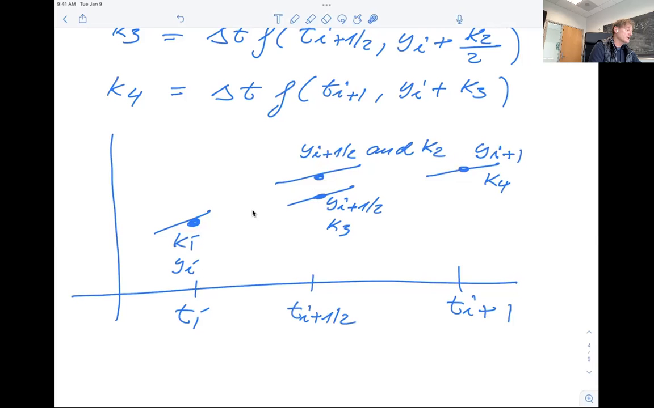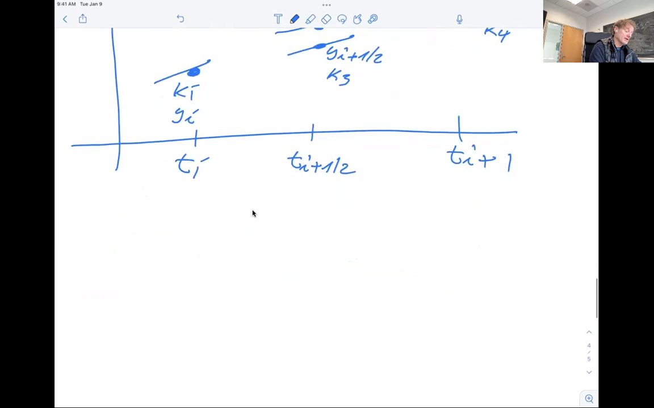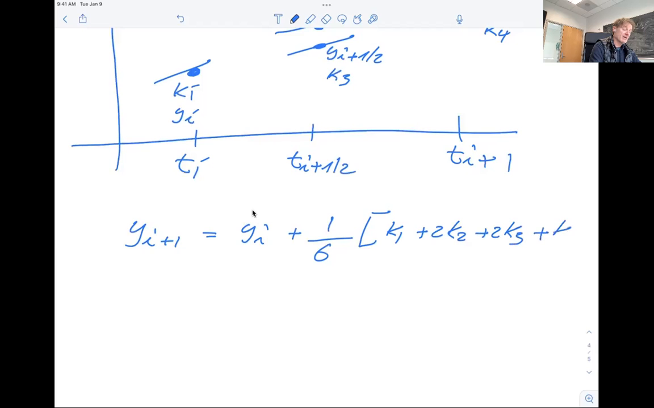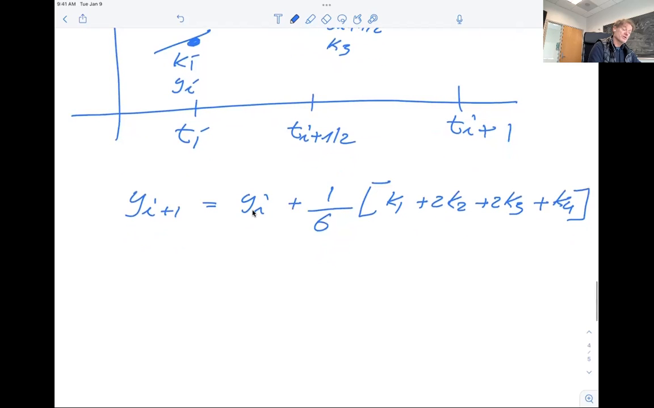And the final result is now the combined average of all these slopes, so that we end up with an equation for y of i plus 1, which is equal to y of i plus this delta t. Actually, we have included delta t in the functions k now, so we have to be careful. So this should actually be just 1 divided by 6. And what we have then is the first slope, k1. We have 2 times k2, the first estimate of the slope at the midpoint. And then we correct it with a 2 k3. And then we have finally a k4. And what you see here is the recipe for Runge-Kutta to fourth order.